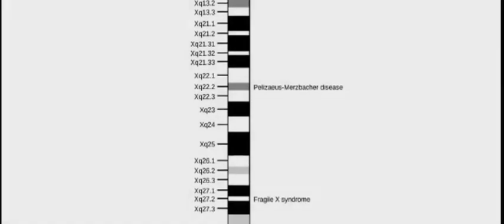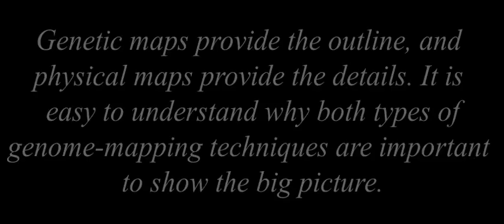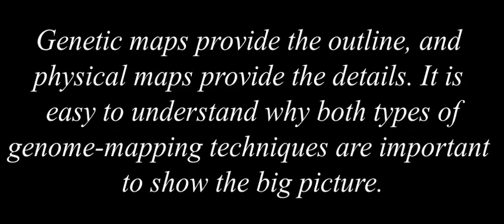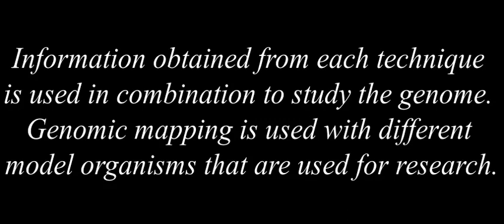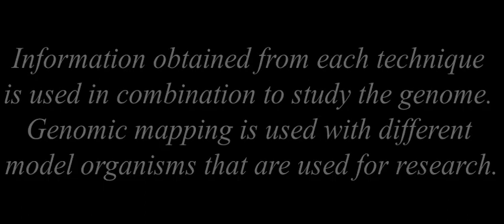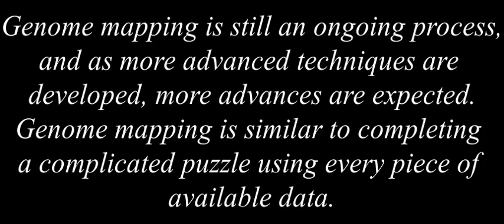Figure 10.11. This is a physical map of the human X chromosome. Genetic maps provide the outline and physical maps provide the details. It is easy to understand why both types of genome mapping techniques are important to show the big picture. Information obtained from each technique is used in combination to study the genome. Genomic mapping is used with different model organisms that are used for research. Genome mapping is still an ongoing process, and as more advanced techniques are developed, more advances are expected.